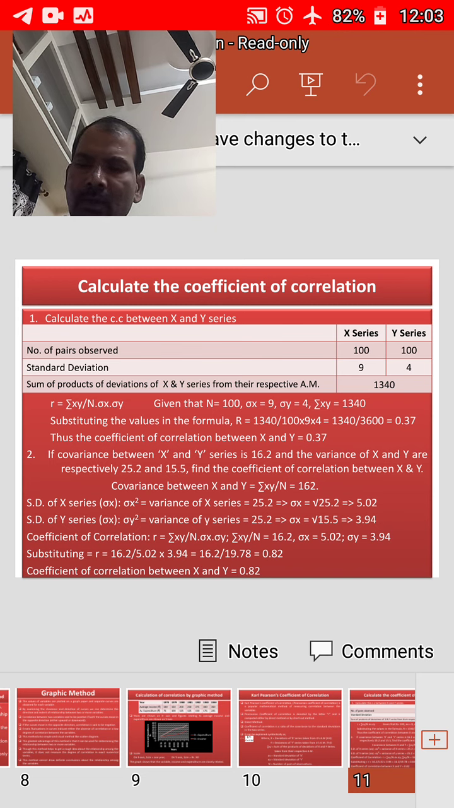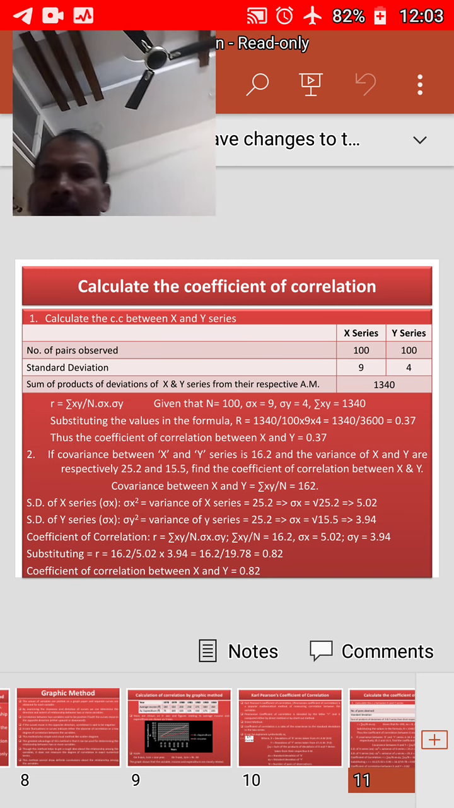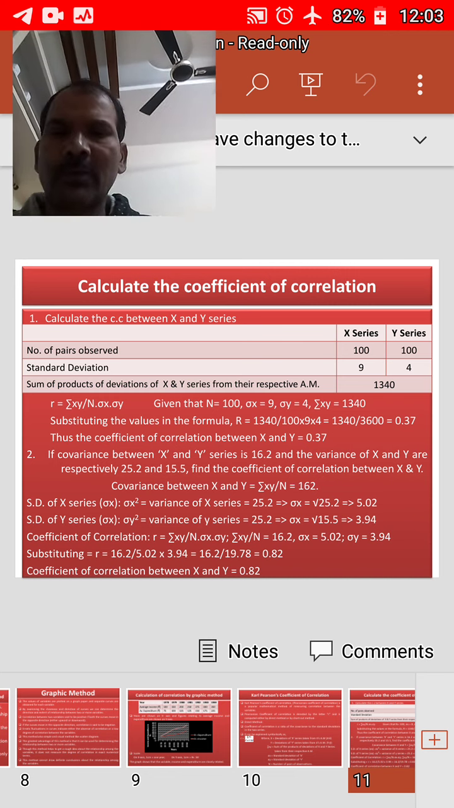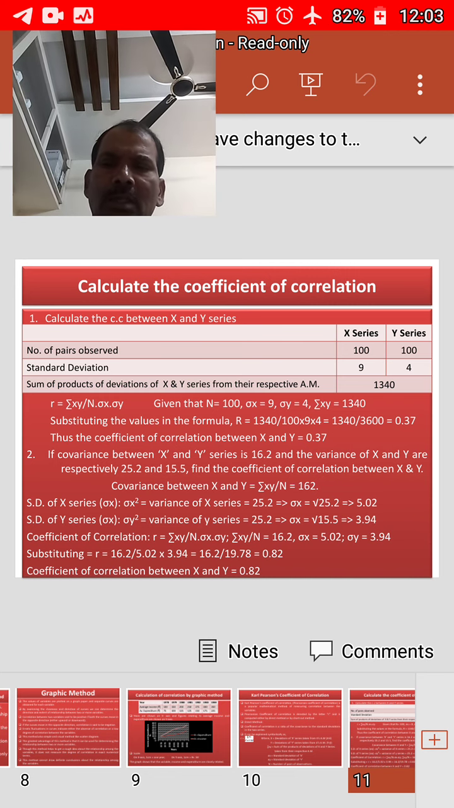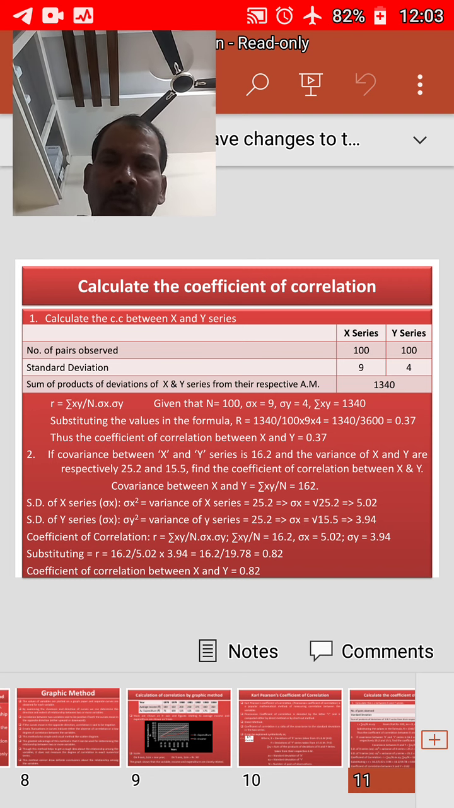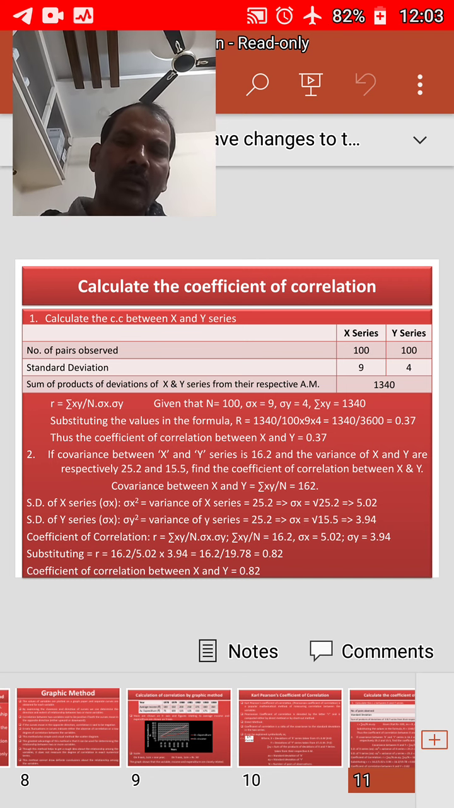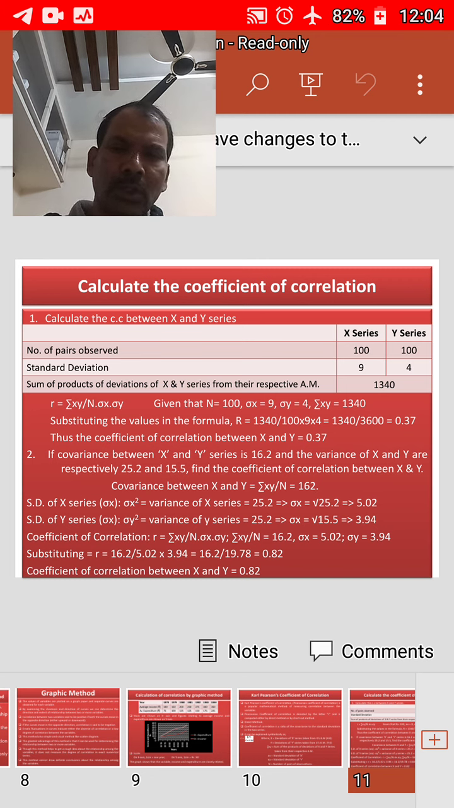It asks: if the covariance between x and y series is 16.2, and the variances of x and y are respectively 25.2 and 15.5, find the coefficient of correlation between x and y. Now we need to solve the problem. Covariance between two variables is the sum of the products of the deviations of two series taken from their respective arithmetic means, divided by the number of pairs observed. Thus, covariance between x and y will be sigma xy by n, that is 16.2, which is given.